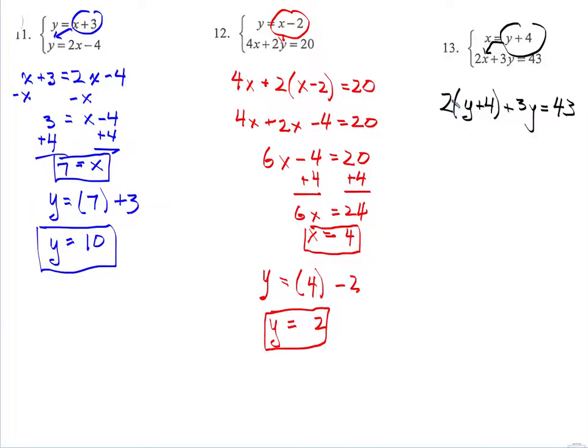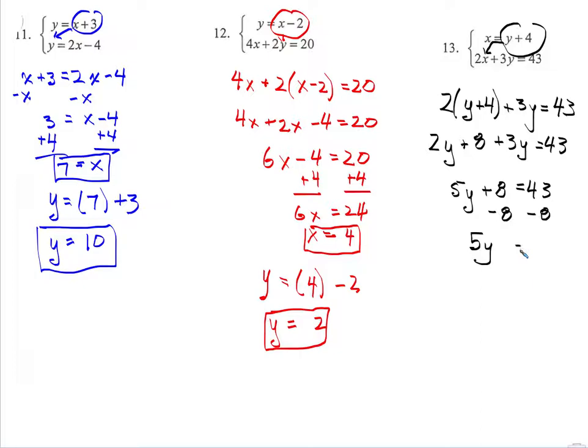So distributing the 2, this is going to be 2y plus 8 plus 3y is equal to 43. And then combining like terms, that's going to be 5y plus 8 is equal to 43. I subtract 8 from both sides. I get 5y is equal to 35. Divide both sides by 5, and I get y is equal to 7.